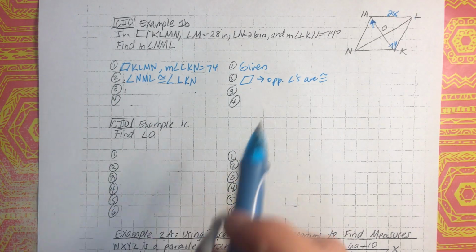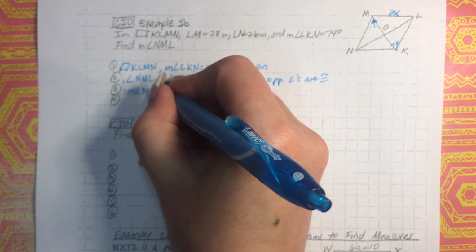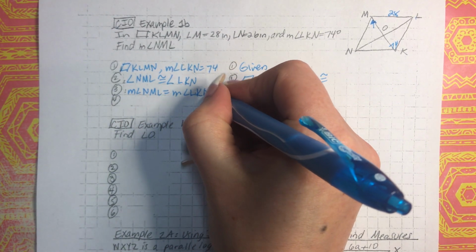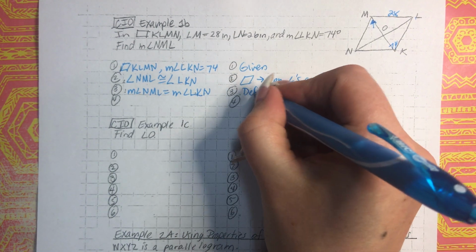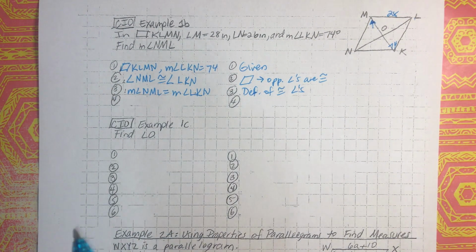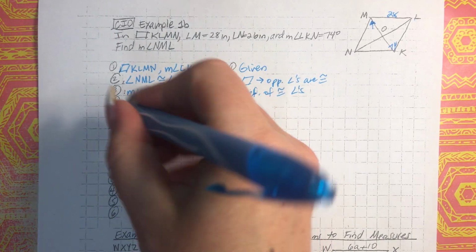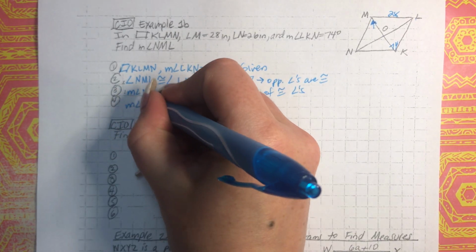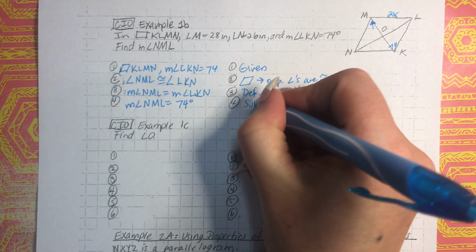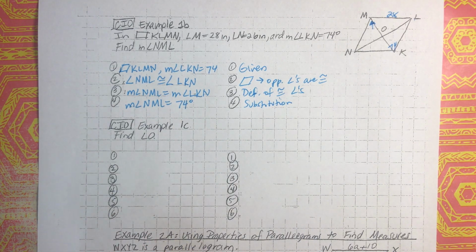Okay, we need to substitute this in, so we're just going to have to change the format, right? So that's the definition of congruent angles. And then we just substitute, right? So LKN is equal to 74. We substitute that in, and we get the measure of angle NML equals 74 degrees. Substitution. Did you get that right? If you did, good job.